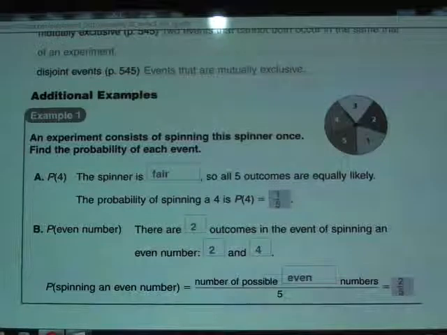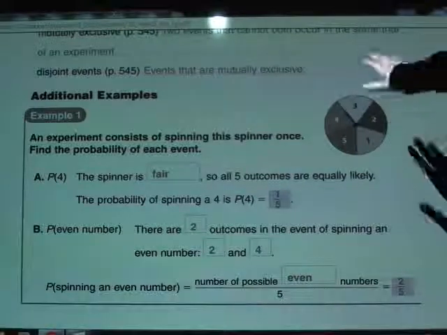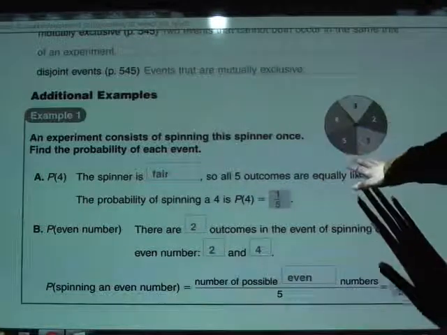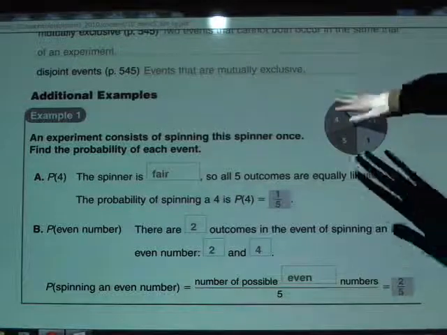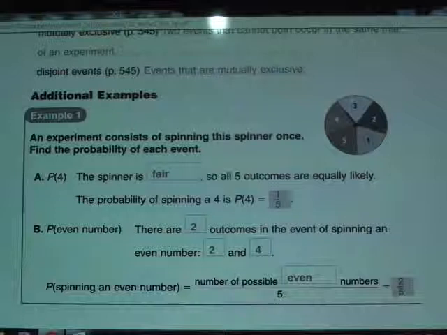Let's go ahead and take a look at number 1 here. You have an experiment that consists of spinning this spinner once, and we're supposed to find the probability of the event. Now notice on the spinner here, all these segments, each sector, if we were talking about it like a circle graph, are exactly the same. If 3 was way big and all the other ones were teeny tiny, this wouldn't even be a valid question. Because all these are equal size, it's not a question.